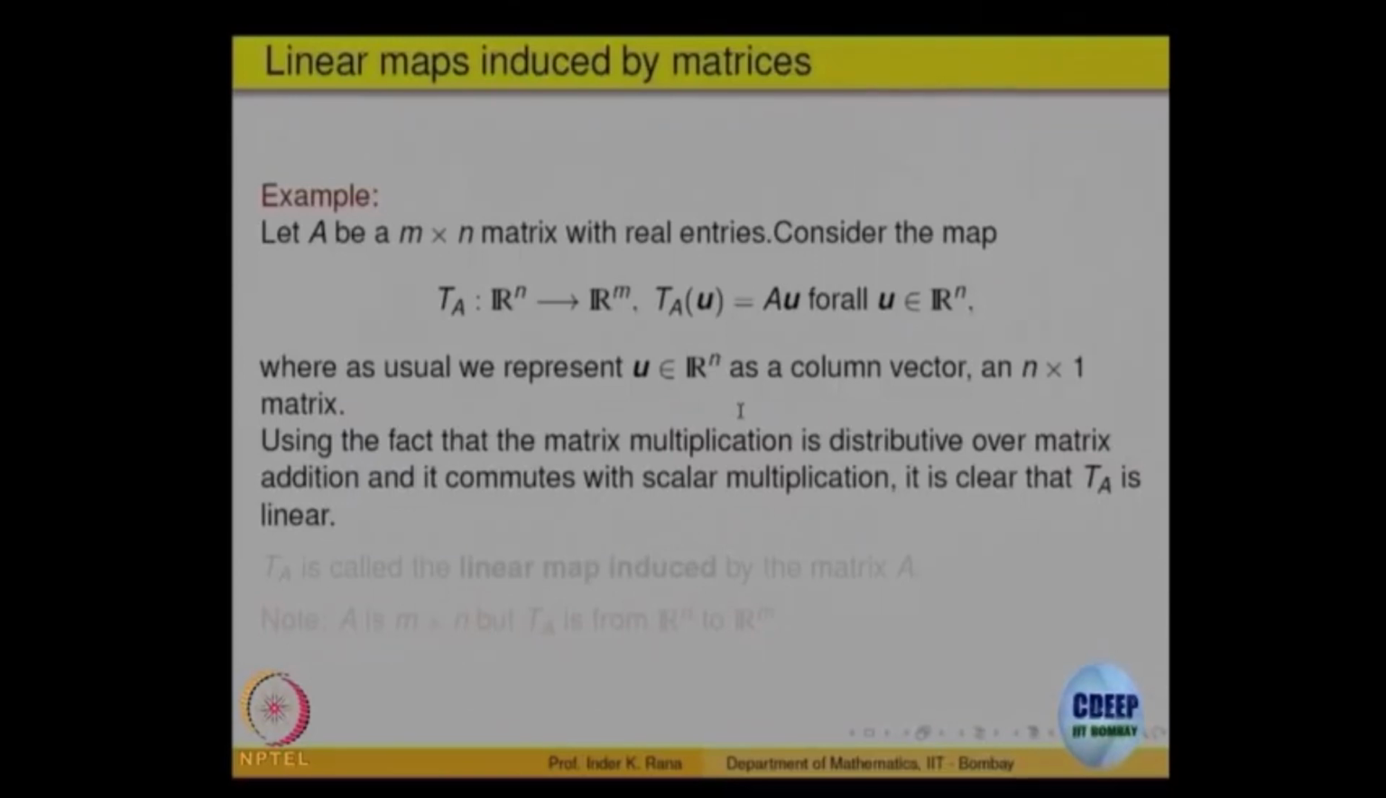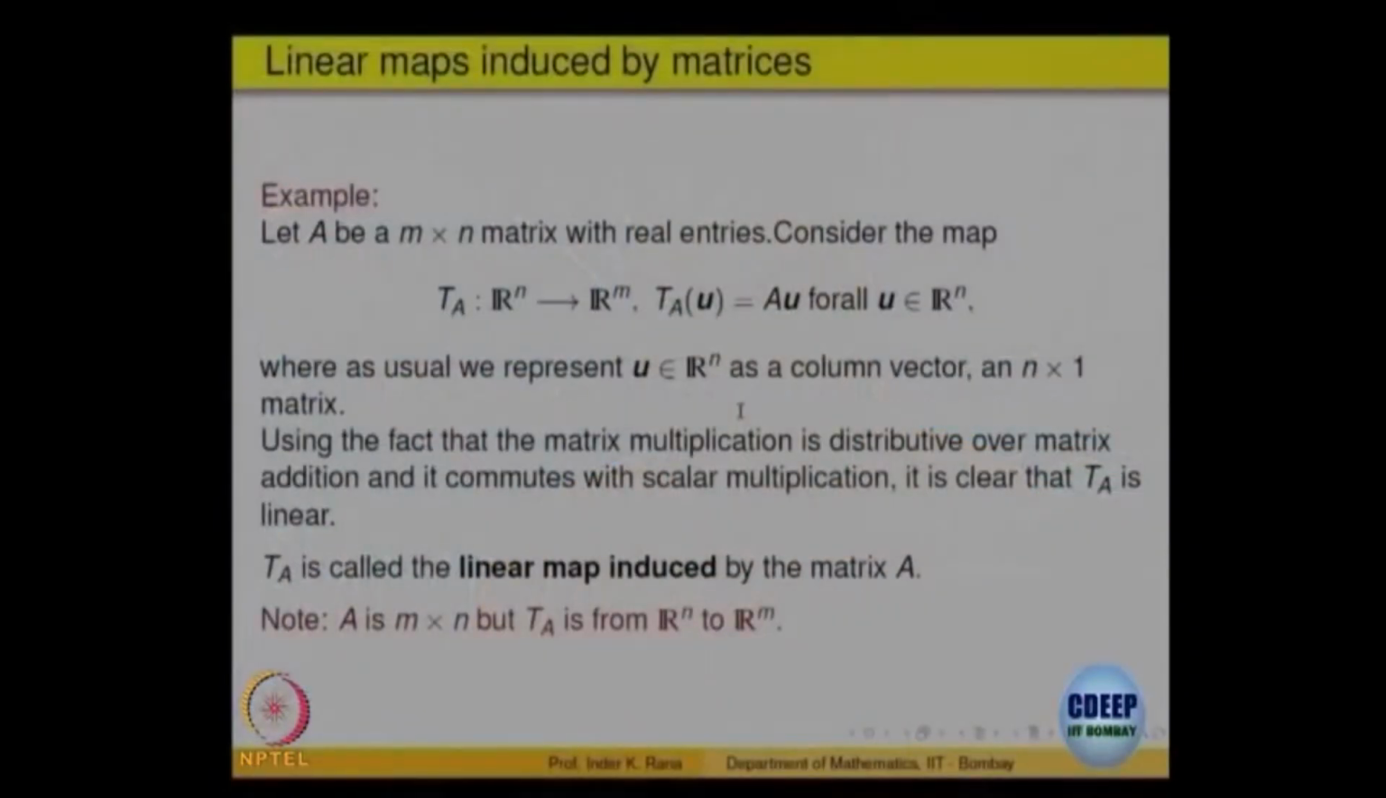Is that okay, everybody? T A is linear because A multiplied with u1 plus u2 is the same as A multiplied with u1 added to A multiplied with u2, and similarly the scalar comes out. A alpha u is alpha times A u. Okay. So, this is linear. So, this is called the linear map induced by the matrix A. So, we give it a name.